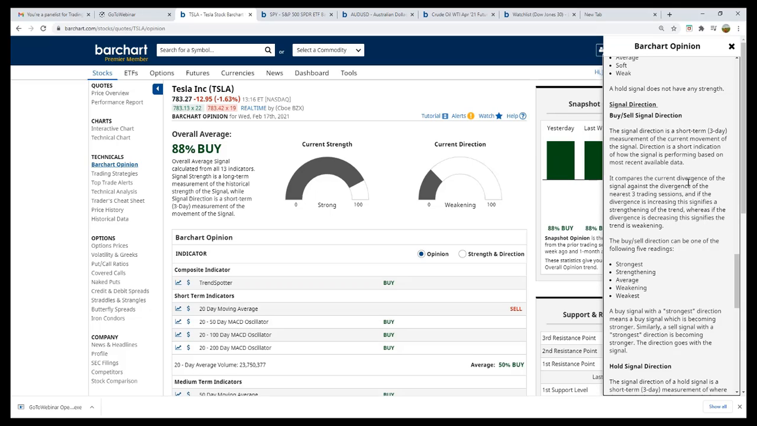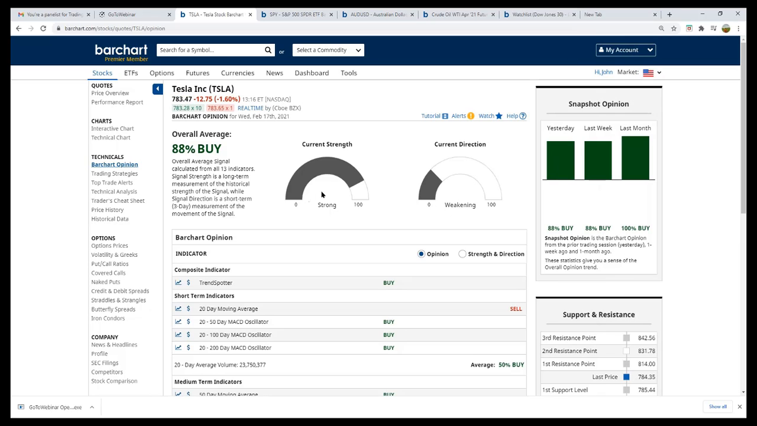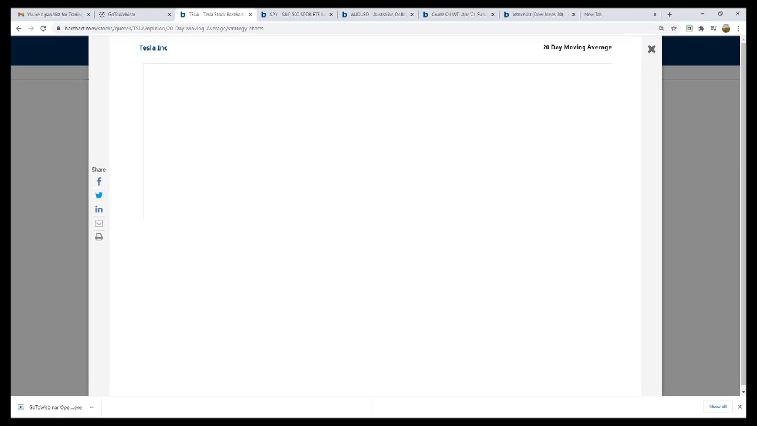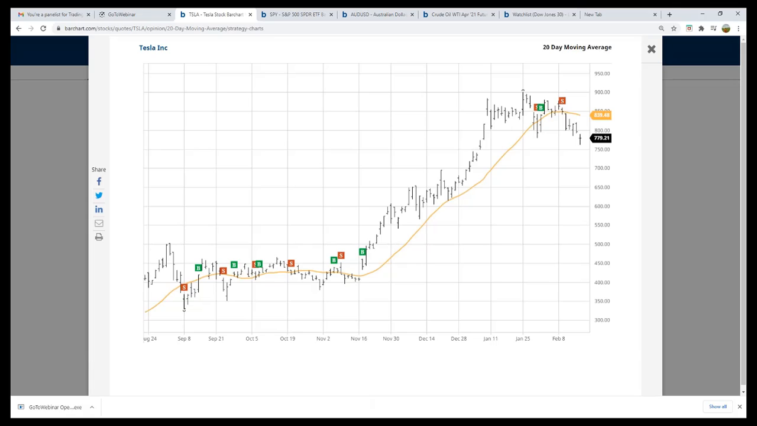Notice here on Tesla, our current direction is weakening. So what we would see is a nice strong trend, but over the last month, last week, and then yesterday, we can see that our direction, our engine, is weakening. So our momentum is weakening. As a matter of fact, if I look at a very specific moving average here, the 20-day, it's actually showing me that it's turned to a sell signal. In other words, price has probably fallen below that trend, right? And sure enough, we can see, look at our trend line here, look at our price action.